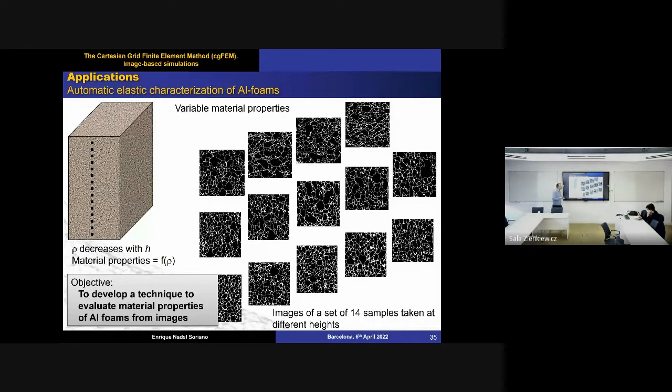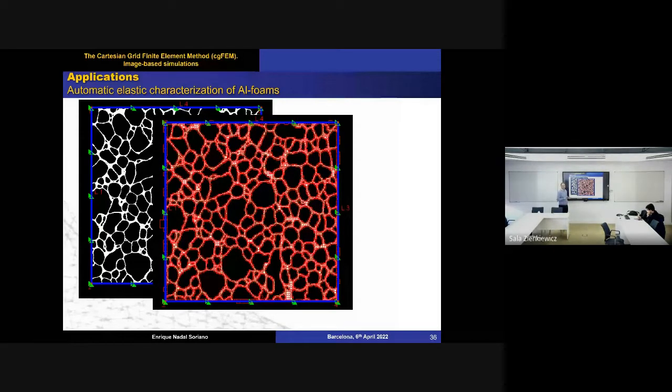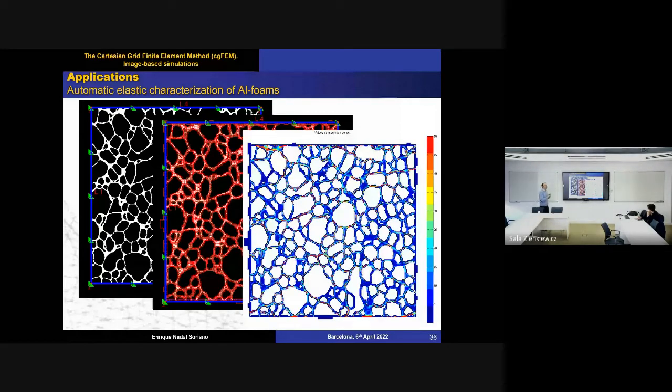So the first thing we try is, can we characterize it? We have this 2D image. We perform the mesh. Here it is really easy. We have black and white, so it's easy to detect. We run the finite element solution. This can be done really fast. I don't have to generate the geometry of the aluminum foam.